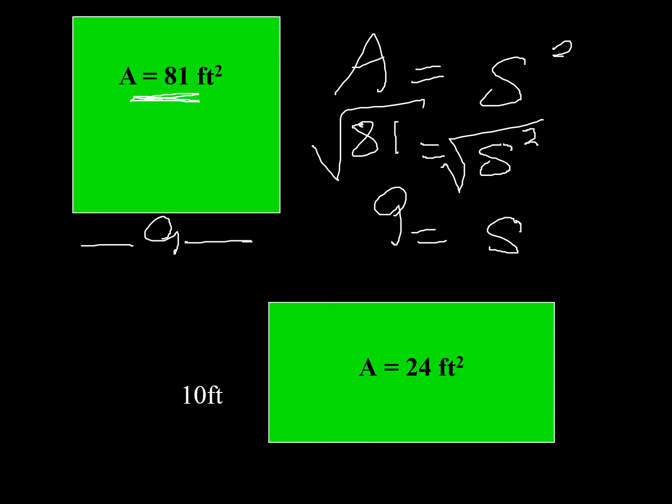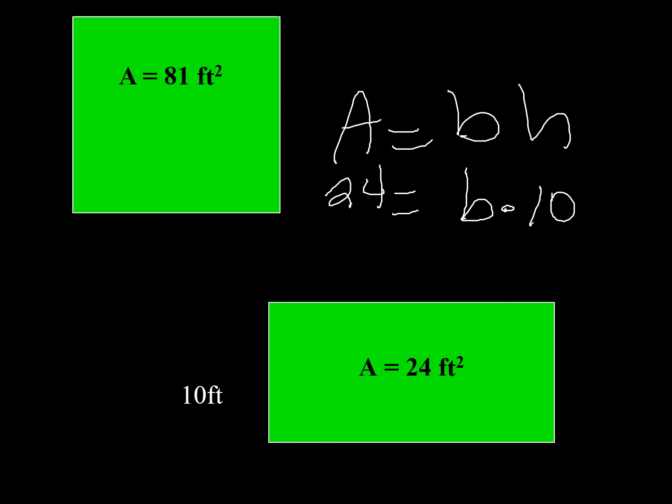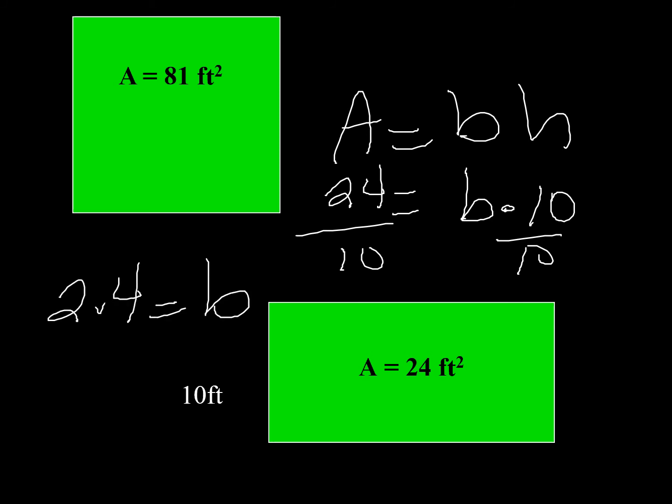Can I work it with the other problem? Area of a rectangle, base times height. So my area is 24. My base or my height, doesn't matter which one. Base, we'll say, is B, and the height is 10. So get B by itself. Divide out 10, you get 2.4 for the base. And of course, that's not drawn right, but it's close enough. All right.